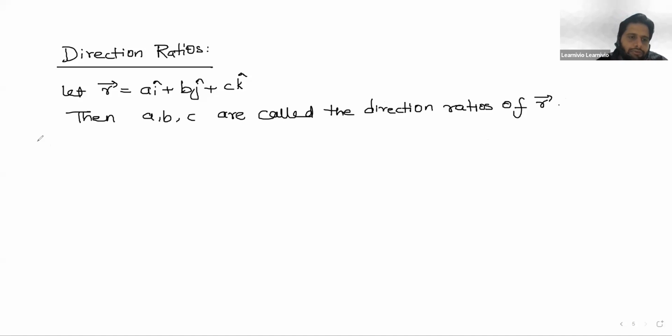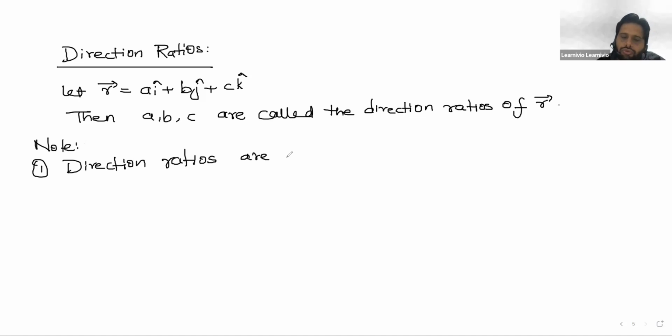Next, write a note: direction ratios are proportional to direction cosines. Always remember this, direction ratios are always proportional to direction cosines.